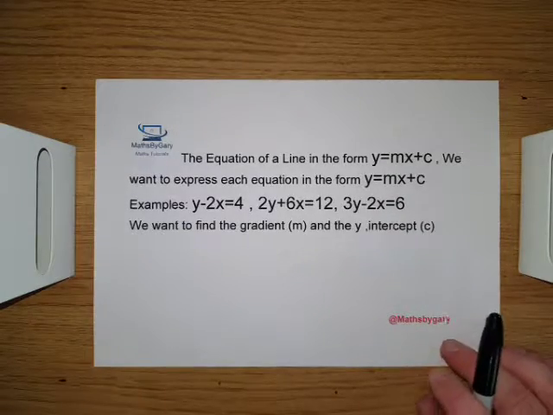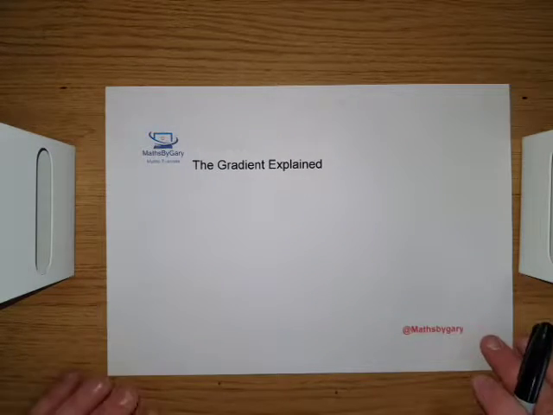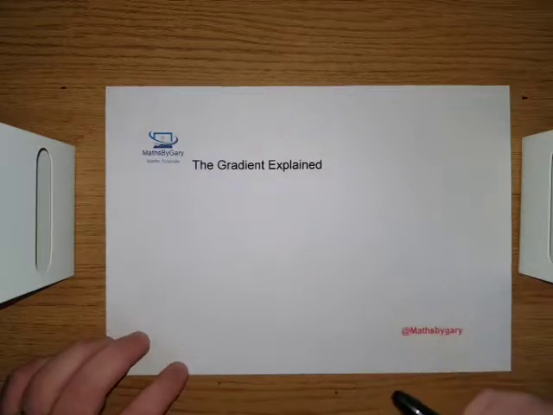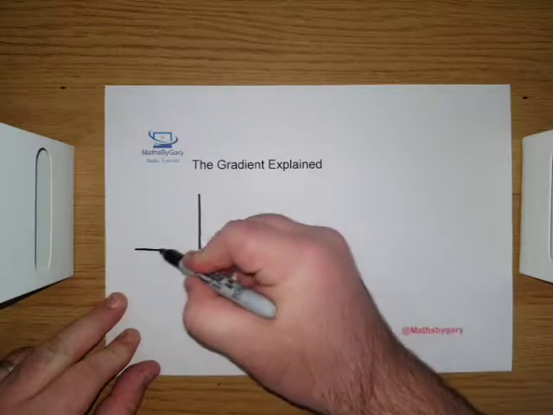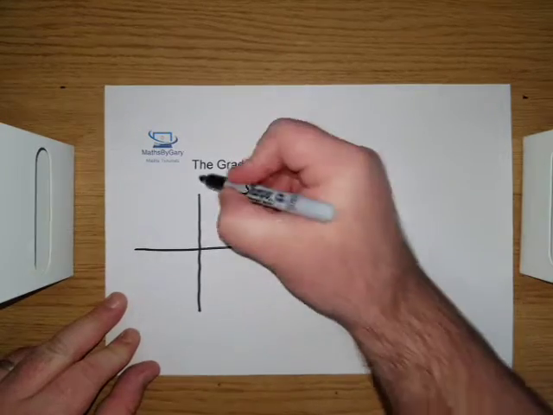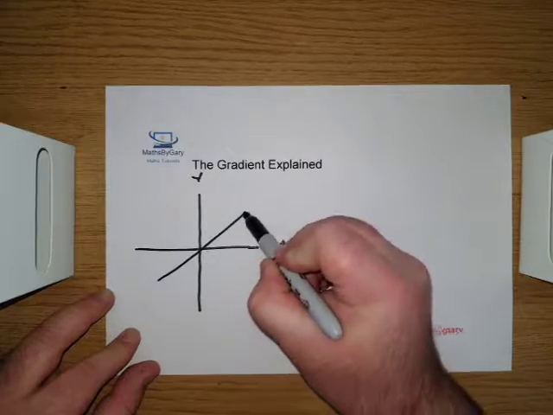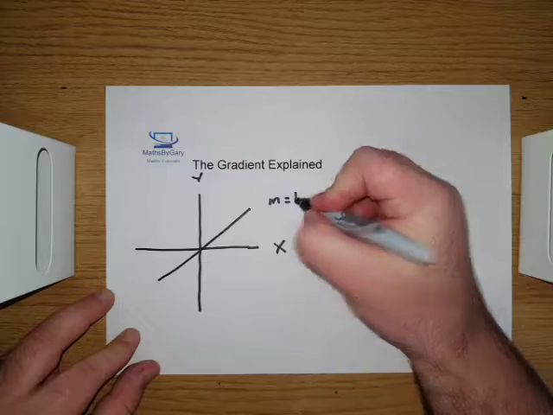So first of all, what is the gradient? Well, the gradient of a straight line is basically another word for the slope. So it determines how steep the line is going to be. So I'll quickly draw out an axis. Look at the x and y axis, and we'll draw a line. Now let's just say the gradient, or m, for this line is 1.